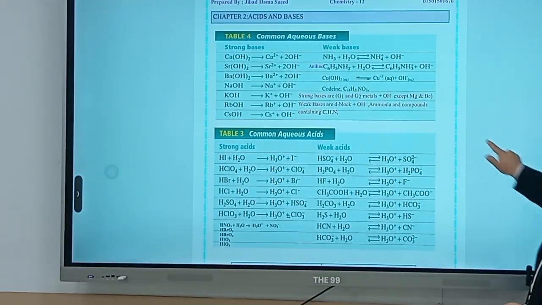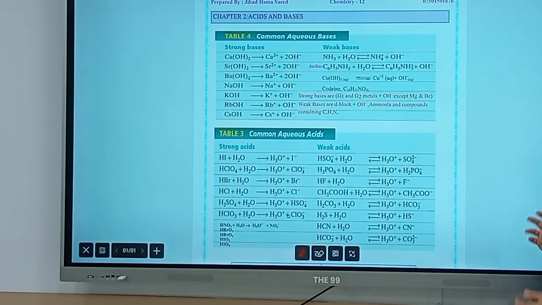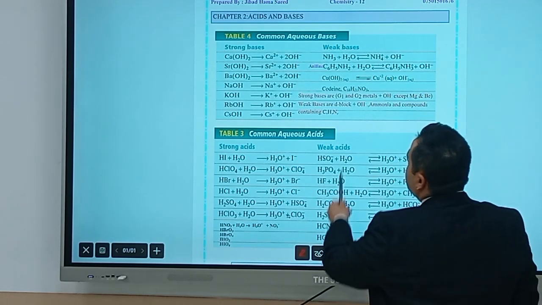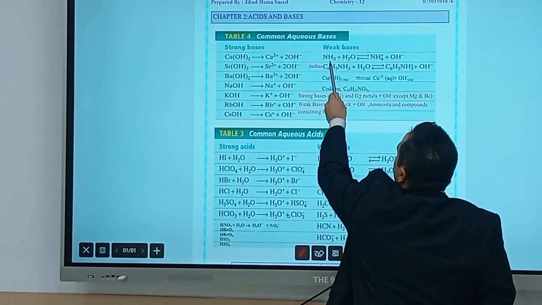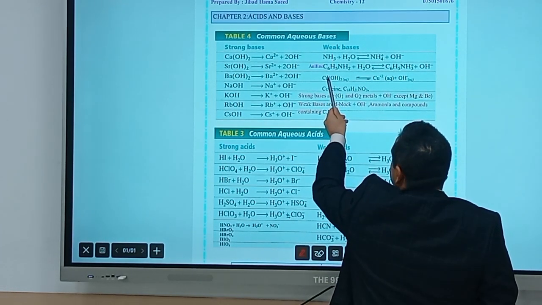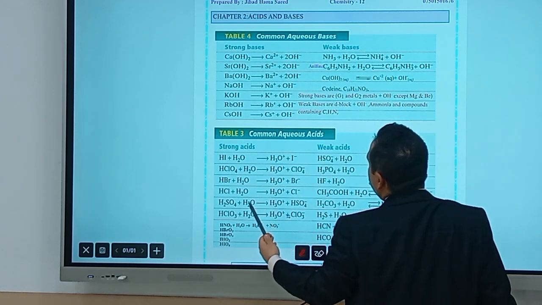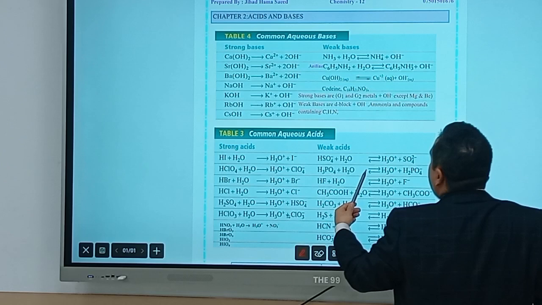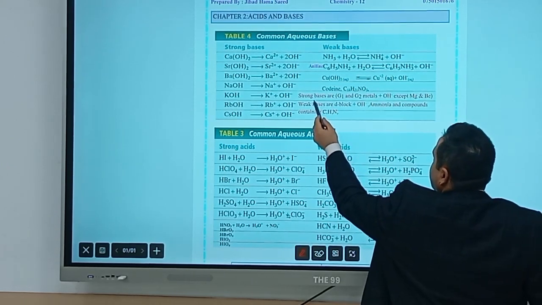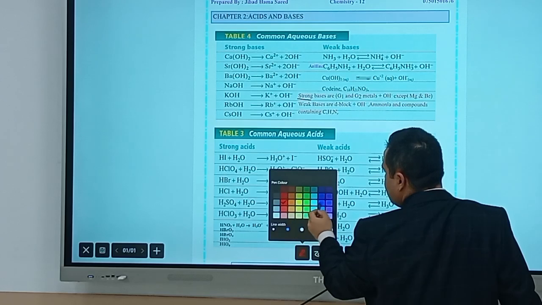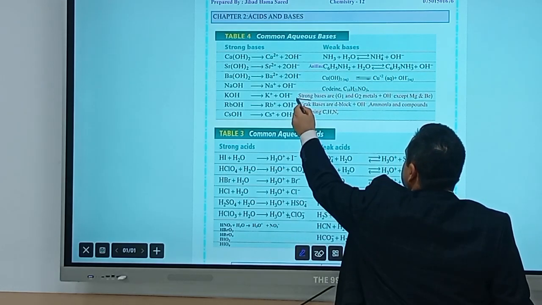And here we have the table of some of the weak bases and strong bases, guys, strong acids and weak acids as well. Here we have aniline, ammonia, copper hydroxide, codeine, amines can be stated as well. Guys, strong bases, this is the point to differentiate between the strong bases and weak bases.